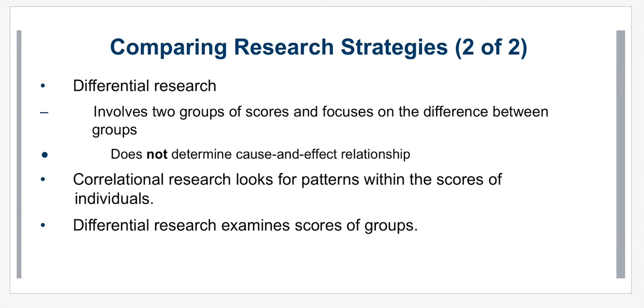If we wanted to study it in a differential way, using a differential strategy, we would separate the participants into a high self-esteem group and a low self-esteem group. And then we would compare those groups on academic performance to see if there was a difference. Now you see, we didn't manipulate self-esteem, so it's not an experimental strategy, but we did separate them into groups and compare groups. So that is why it is differential.